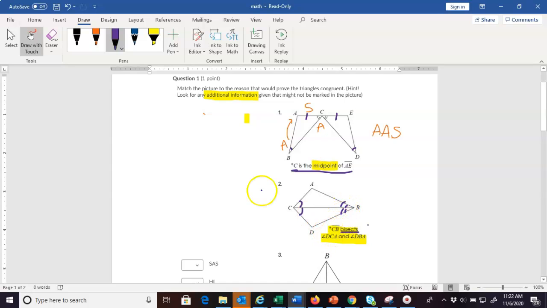Then also, there are two other things you can always mark. Always mark.